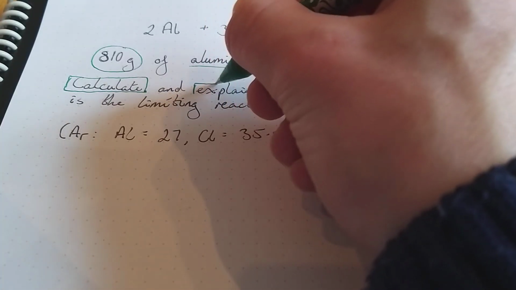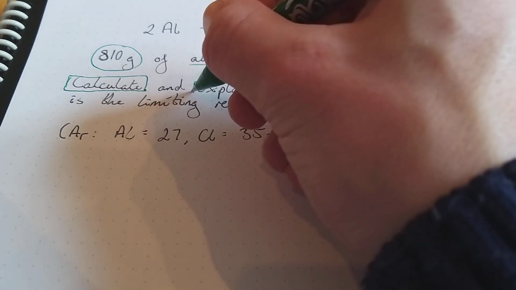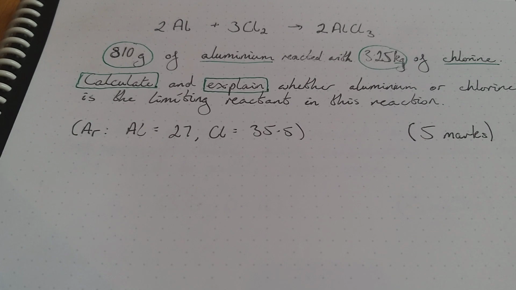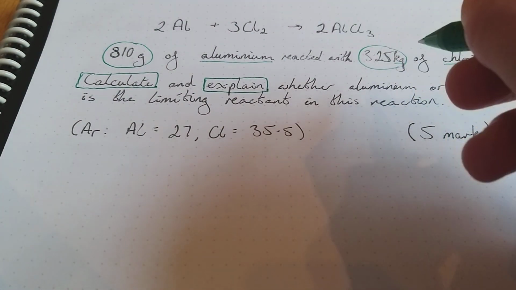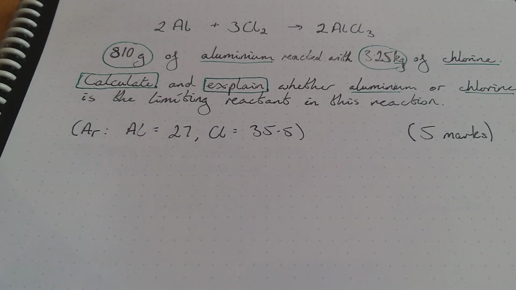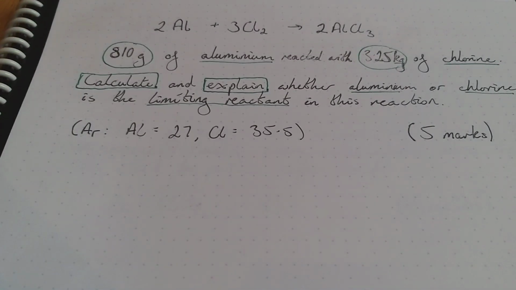Calculate and explain. So we've got two command words there. Calculate, we're going to need to do some maths in this, but we also need to explain. So that means towards the end, we're going to need to write a sentence or two to explain what our calculations show. So calculate and explain whether aluminium or chlorine is the limiting reactant in this reaction.